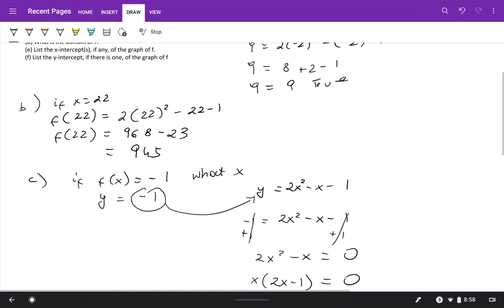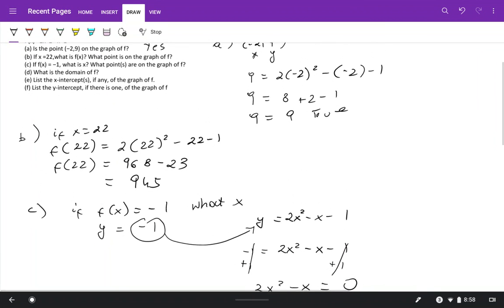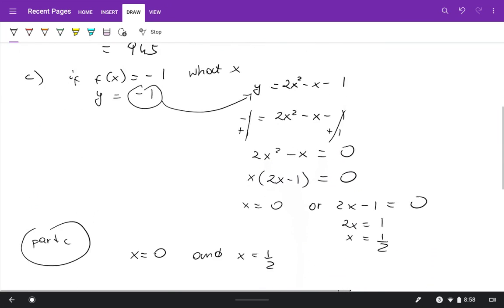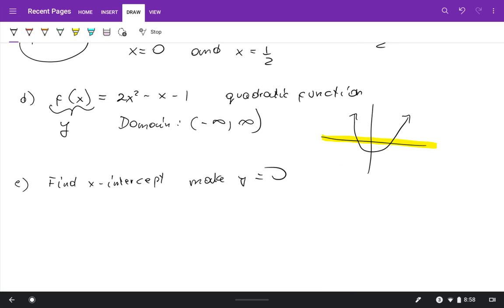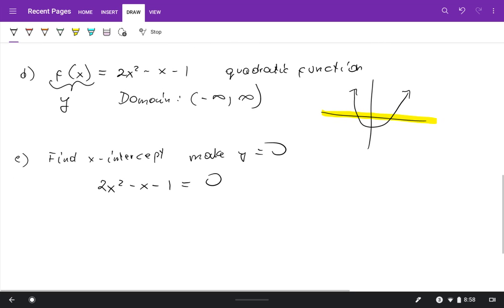And part E, you have to find the x-intercepts and the y-intercept. So E, find the x-intercept. What you're going to do, you're going to make y equals 0. Don't forget that f of x is the same thing as y. So we're going to solve the quadratic equation 2x squared minus x minus 1 equals 0. Okay, so let's solve it. Let's see if we can factor. Let's use the quadratic formula. Let's review that.